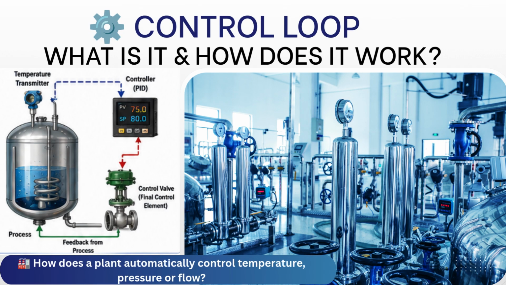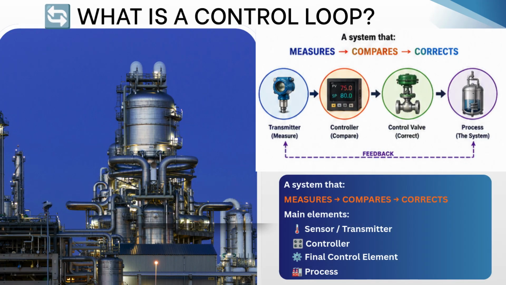Have you ever wondered how a chemical plant automatically maintains the required temperature, pressure, or flow? The answer is a control loop. A control loop continuously measures the process, compares the actual value with the desired value, and makes correction automatically. A control loop is a system used to automatically control a process variable. The basic principle is simple. Measure the process, compare the measured value with the desired value, and make a correction.